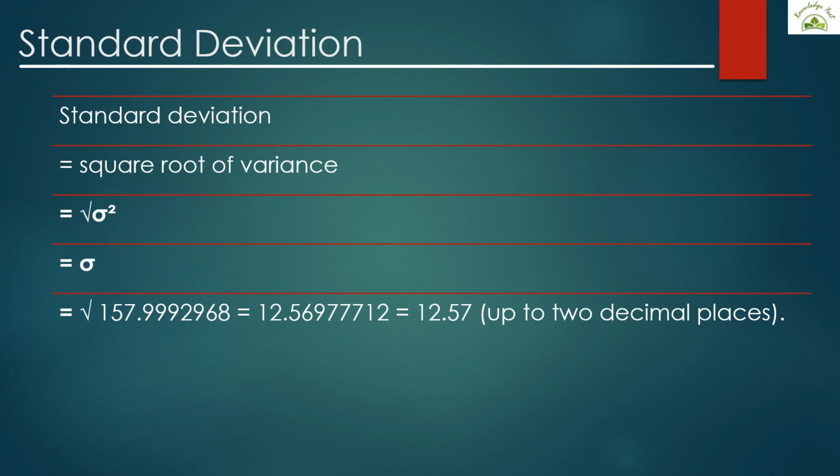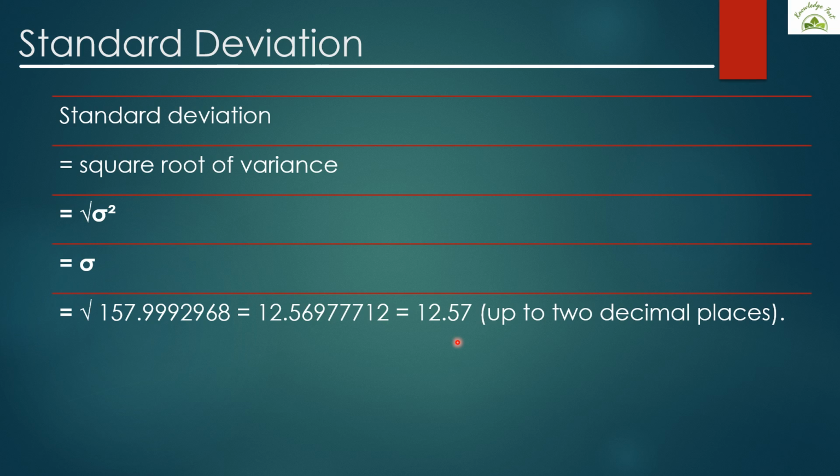Now what is standard deviation? Standard deviation is quite easy to calculate once you have calculated the variance. Standard deviation is the square root of variance. Sigma square was the variance, and calculating the square root of variance gives you standard deviation sigma. So 157.992968 is the value we calculated as the variance. You just need to calculate the square root of this value, which will give you 12.57 after 2 decimal places. So this is your standard deviation.